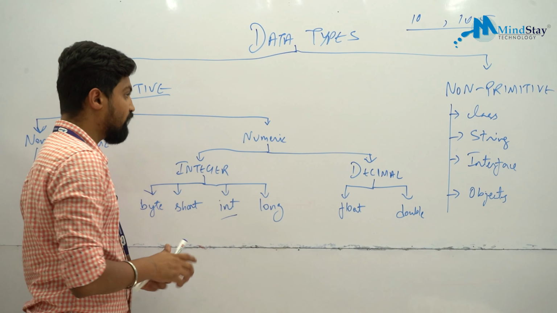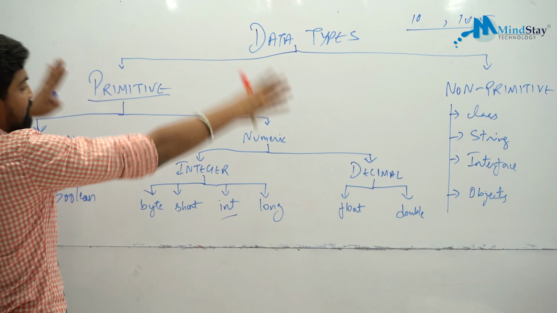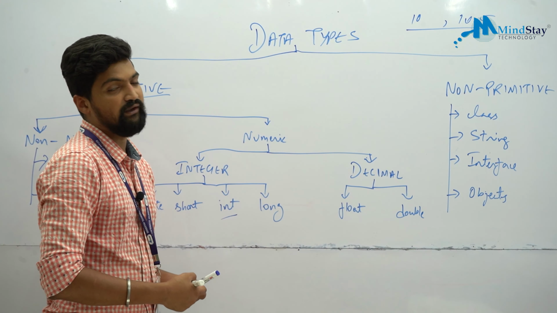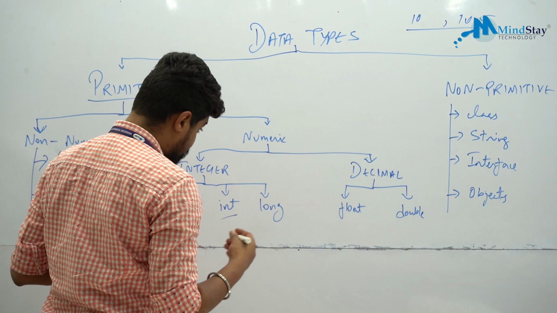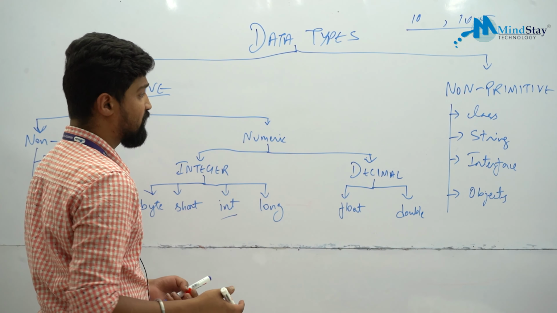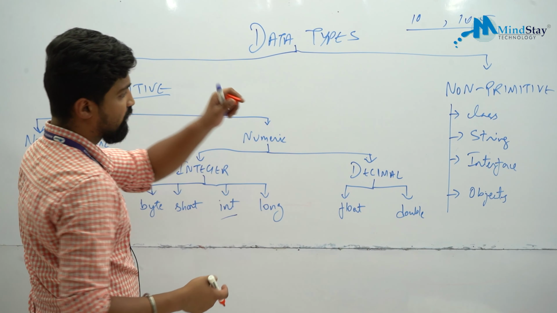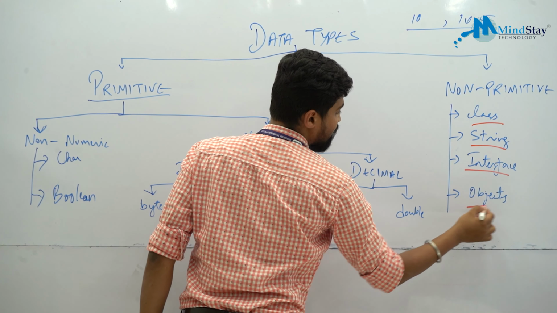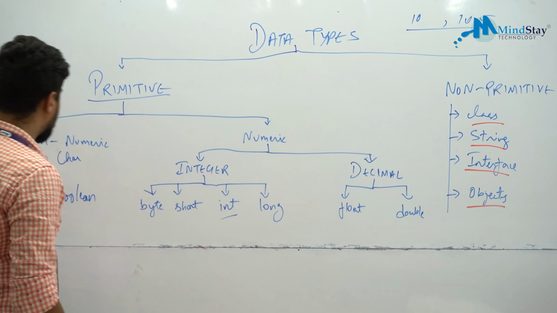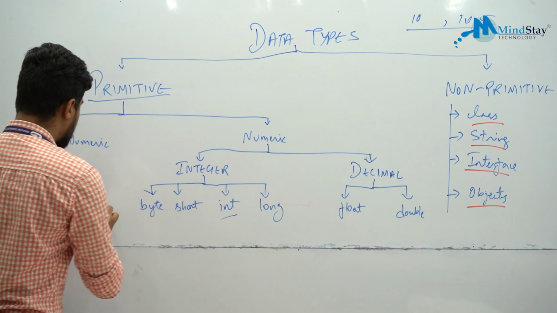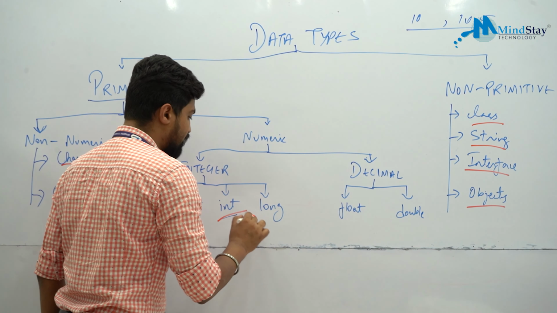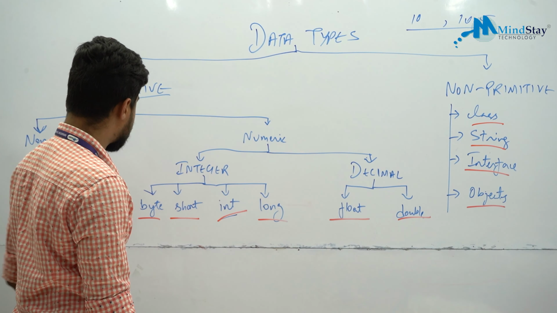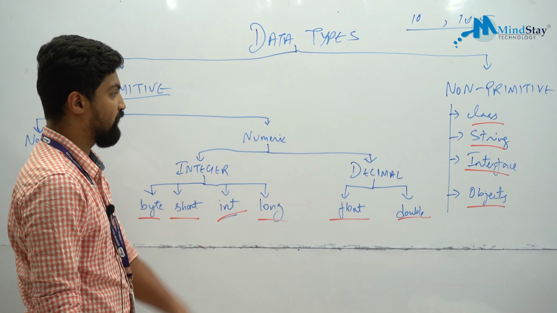Now these are the entire set of data types that are provided to us. Primitive and non-primitive. In non-primitives we have class, string, interface, and objects. In primitive we have characters, boolean, byte, short, int, long, float, double. This is all the data types that we have.